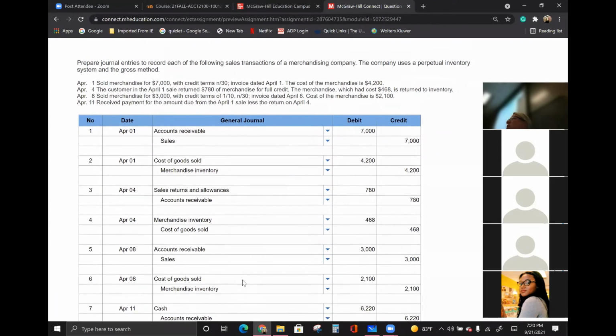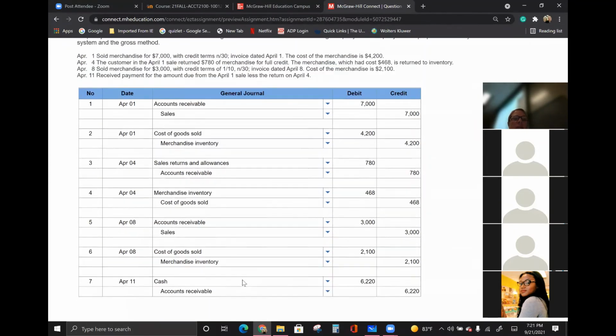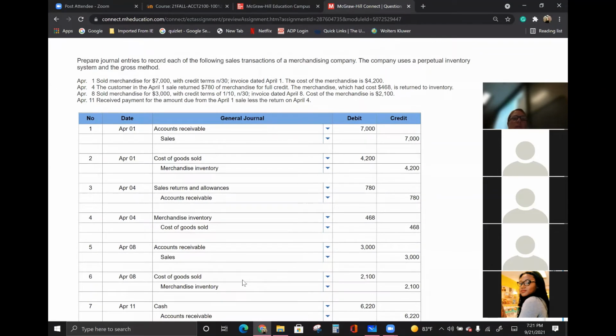Okay, so they initially purchased $7,000 worth of merchandise, but they returned 780 of it. So you have to deduct that from the 7,000. Now, it doesn't go into the payment for the last one.